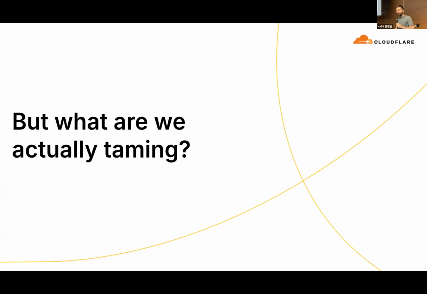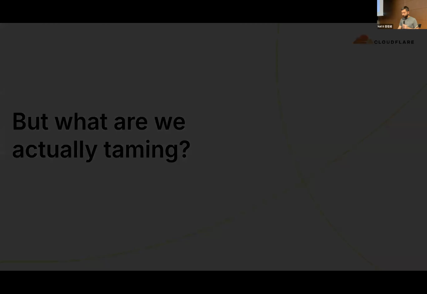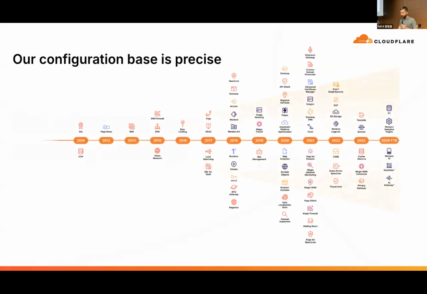Now, at this point, you may be wondering why I mentioned taming in the title of this talk. Taming implies that something is wild, whereas the exact opposite is true at Cloudflare. Our configuration base is exacting. It's provided the precision to build one of the most complex systems in the world. While this is true, Cloudflare is ever evolving, and the need for updates to our system is constant. Performance must be optimized, new products must be launched, and existing systems must be maintained.